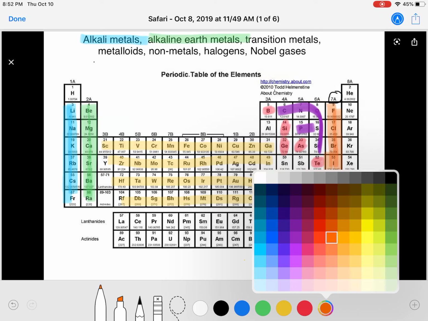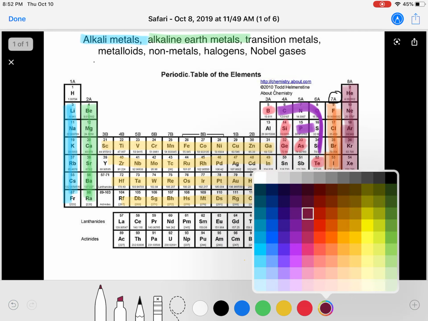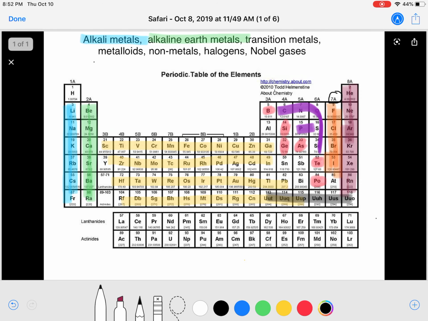So noble gases is kind of a wonky name for atoms. Why would they call them noble? The reason behind that is because noble gases... here, I'm going to draw the Lewis dot diagram for one of them. So I'll do neon. So neon has a full outer shell of electrons. So it has a full 8.